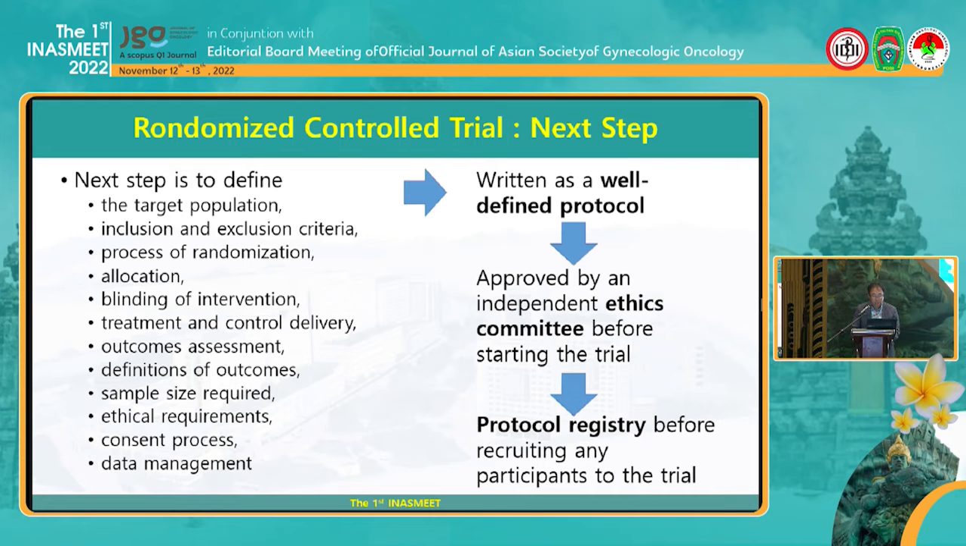These topics should be written as a well-defined protocol, and the protocol should be reviewed and approved by an independent ethics committee before starting the trial. For clinical trials, it is now obligatory that protocols should be registered with a publicly available trial registry before recruiting any participants to the trial. I will highlight the key components of the design of a randomized controlled trial.